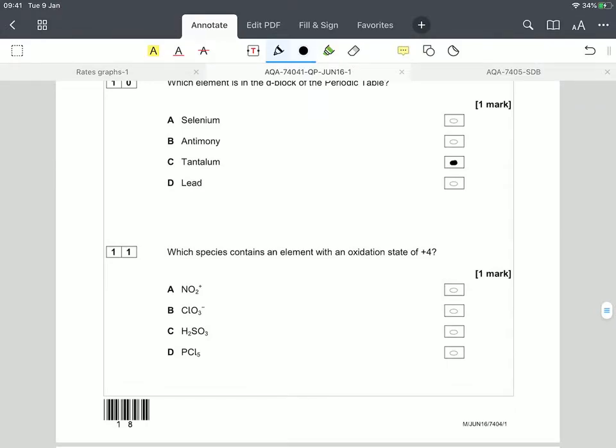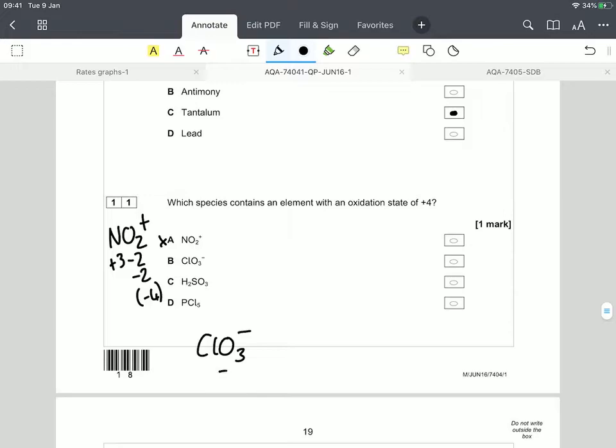Which species contains an element with an oxidation state of +4? So there's not really quite enough room here, okay? Alright. Under here, oxygen's going to have an oxidation state of -2. To get from -4 to +1, nitrogen there must be +3, so it's not that one. Okay, so that's wrong. The chlorate ion, we actually mentioned this earlier in the walkthrough, but let's just pretend for a second like it's completely unseen.